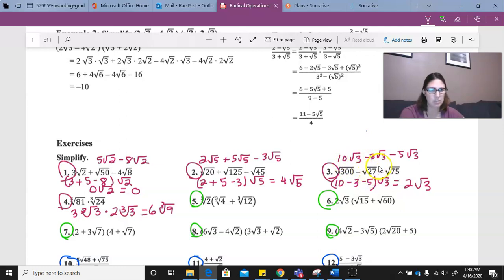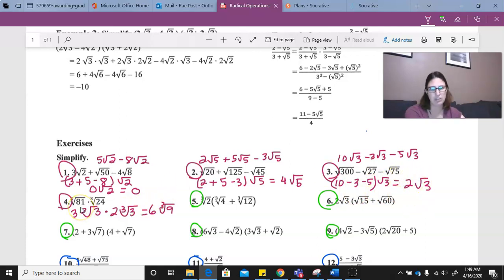Minus the square root of 27, which you can rewrite as minus 3 times the square root of 3. And then minus the square root of 75, which you can rewrite as minus 5 times the square root of 3. So now you have like radicals, with the square root of 3. So you can combine like terms. You can take the 10 and the negative 3 and the negative 5. When you combine all those, you would have gotten 2 times the square root of 3. So that would be your final answer for number 3.